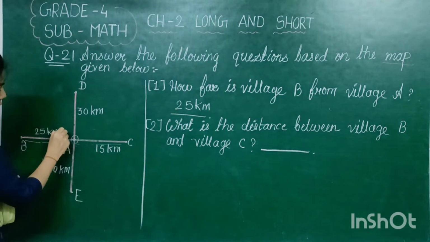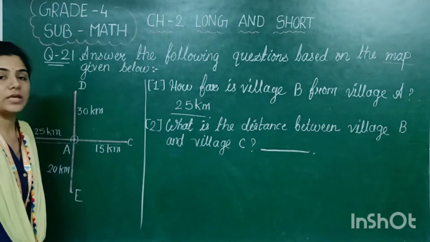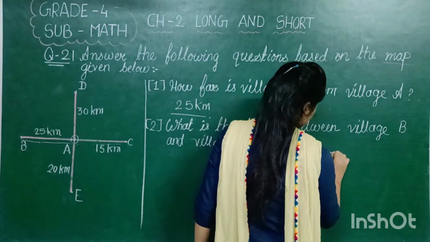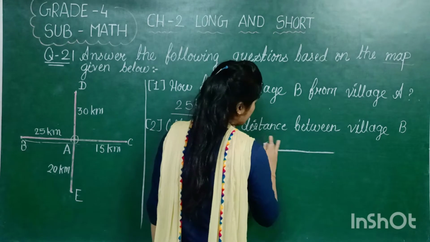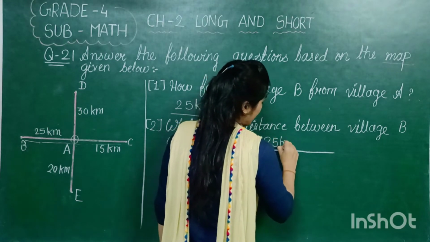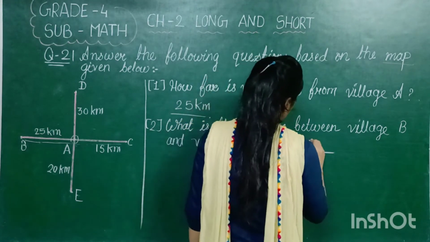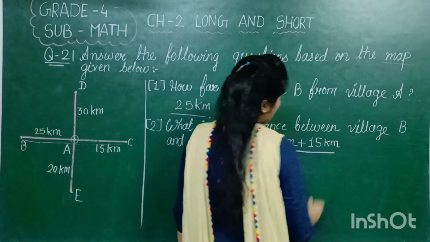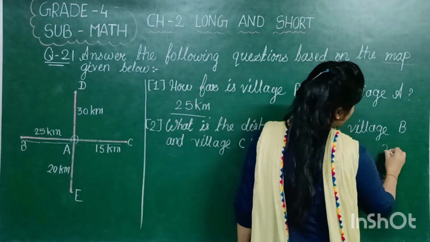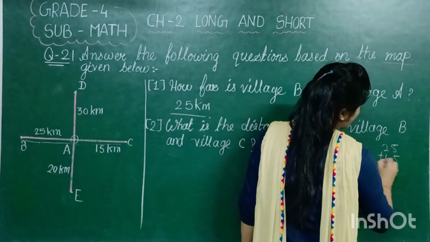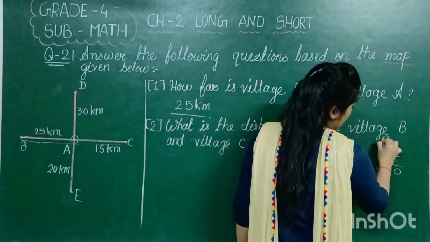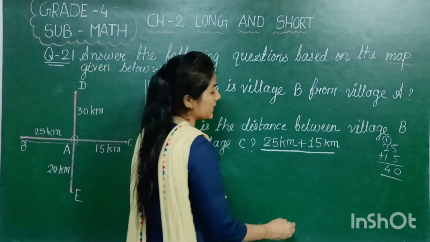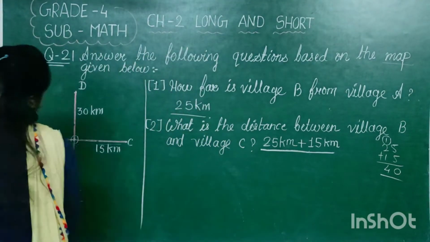So 25 kilometer plus 15 kilometer we will add. These are very small numbers, so you can make the addition like this way, 25 kilometer plus 15 kilometer. Or else you can do this addition in the rough space. So you will get the answer 40, right? So 40 kilometer is your answer.